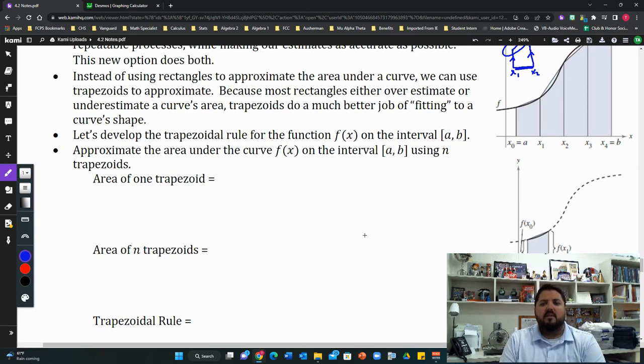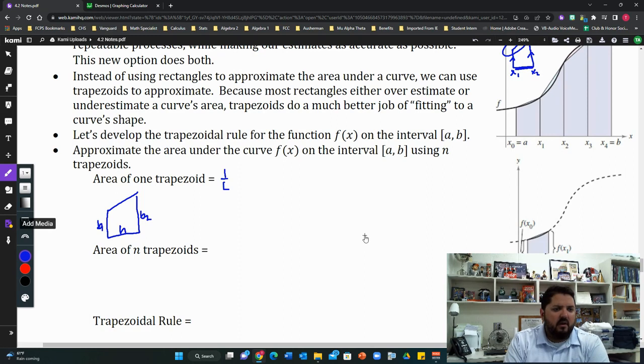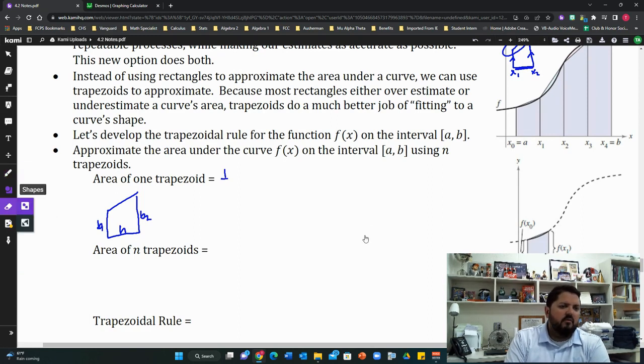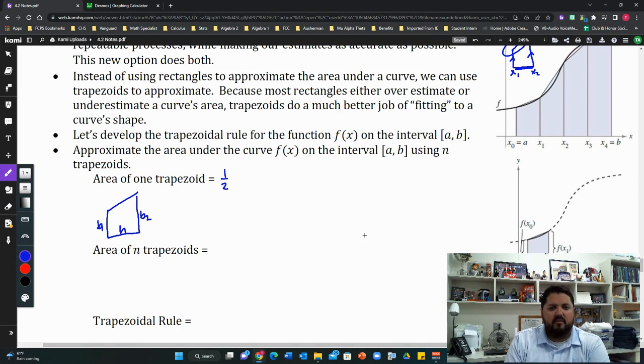But now we want to find the area of trapezoids made with those different endpoints. So just to review, the area of one trapezoid. I'm going to draw it the way that we'll see it here. This is my base 1, this is my base 2, and this is going to be my height. If we have all of that, then the area formula for a trapezoid is 1/2 times the sum of the bases multiplied by the height. That's the formula from geometry, nothing super crazy there.